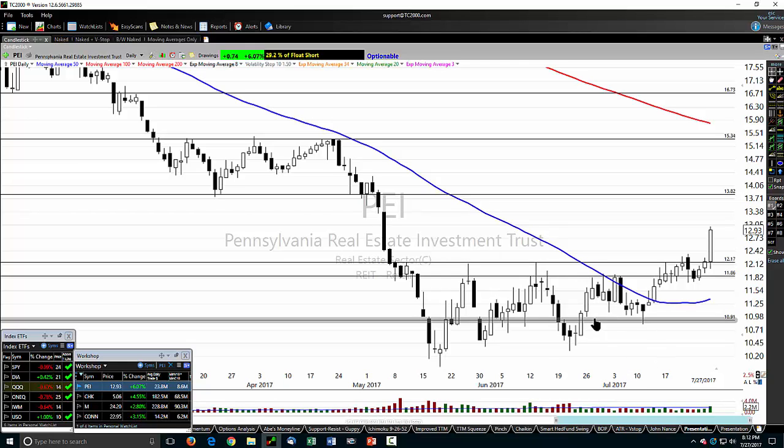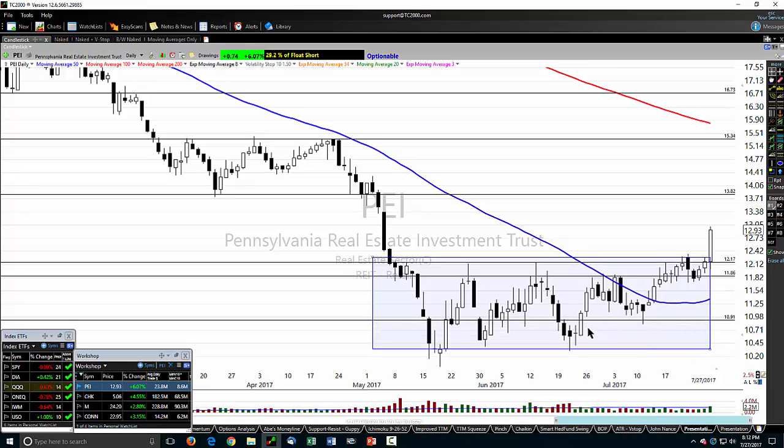Let's look at PEI. So what we have here is a chart that I like. It's a rounded bottom breakout. You can see how we've got a nice construction of a bottom down here. And we are now making higher lows and higher highs. So we're trending. We broke above the 50.